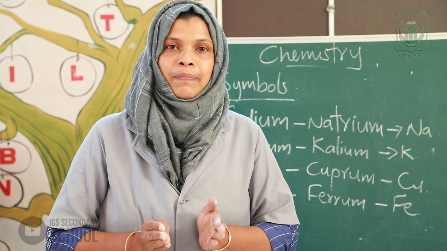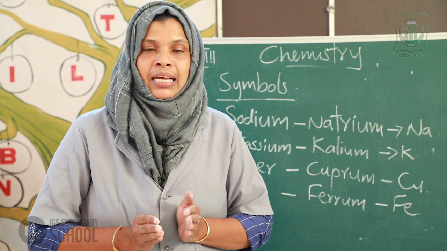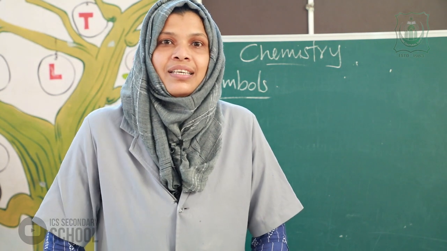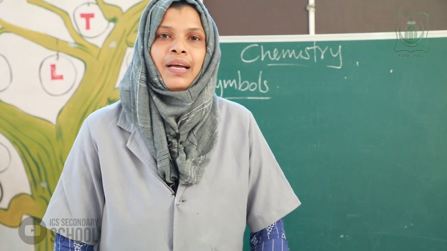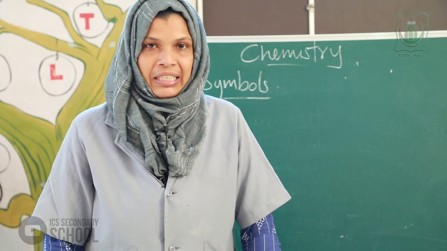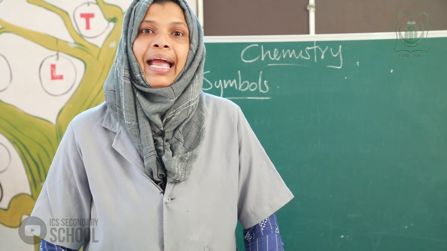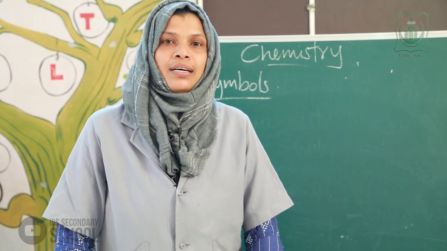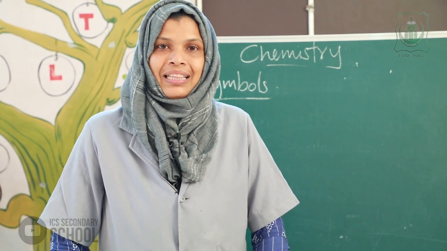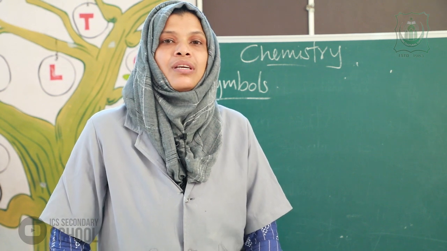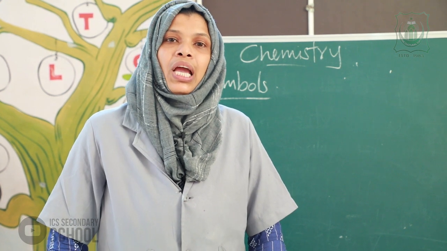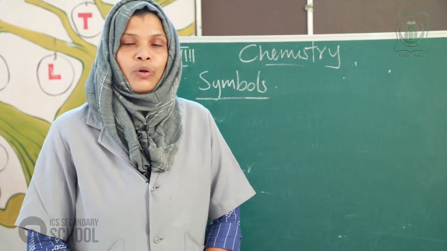First one sodium. Latin name is natrium and symbol is Na. Next the element potassium and the symbol is K. The symbol is derived from the Latin name kalium. Next the element copper, Latin word cuprum and the symbol is Cu. Next iron, Latin name ferrum and the symbol is Fe. Now I am going to conclude my class.